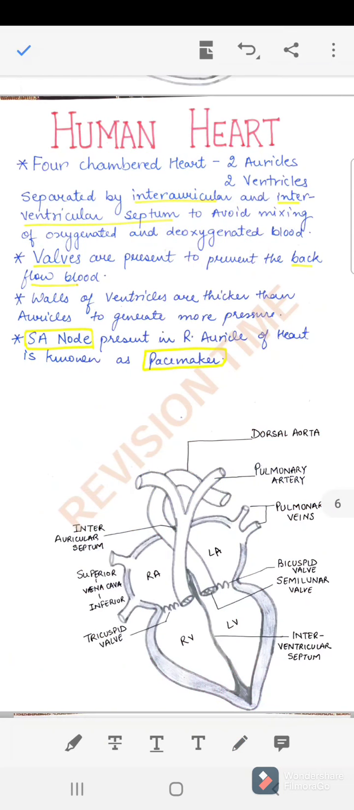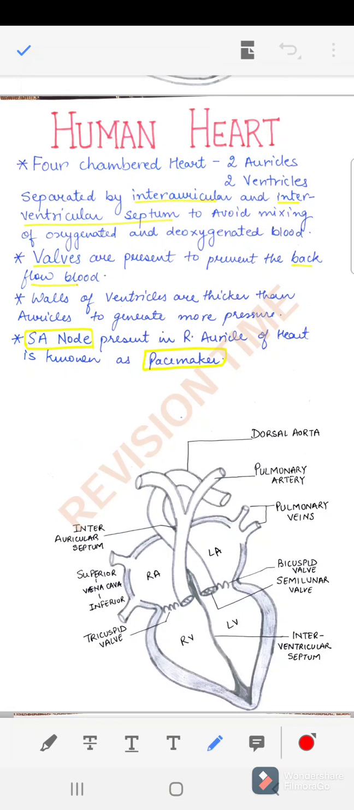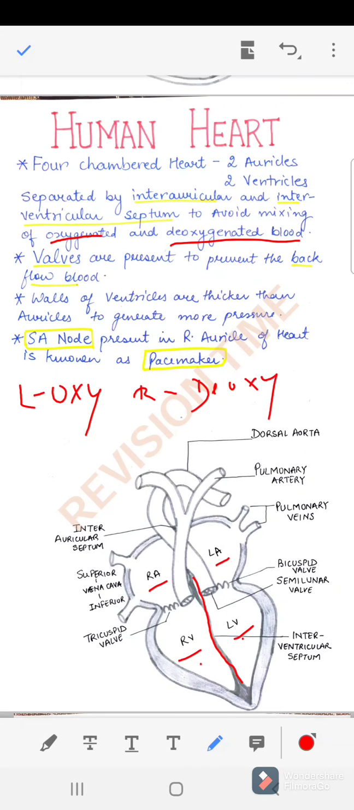So now let us see the human heart. The human heart, as we can see in the diagram, is clearly a four-chambered heart having two auricles and two ventricles, which are separated by the septum, that is the interventricular septum between two ventricles and interauricular septum between the two auricles. So this septum avoids the mixing of oxygenated and deoxygenated blood. So the left side of the heart carries the oxygenated blood and the right side carries the deoxygenated blood.